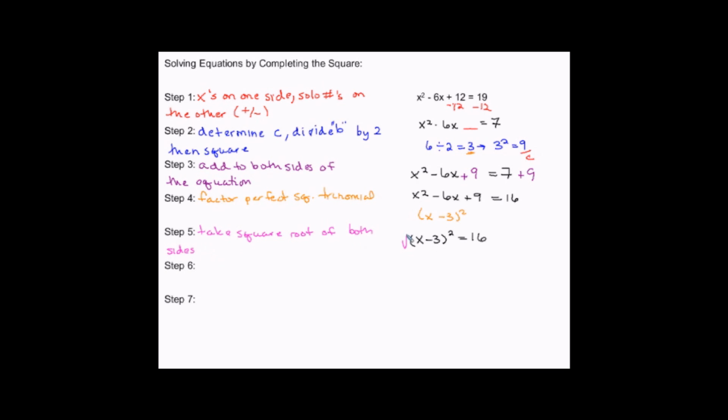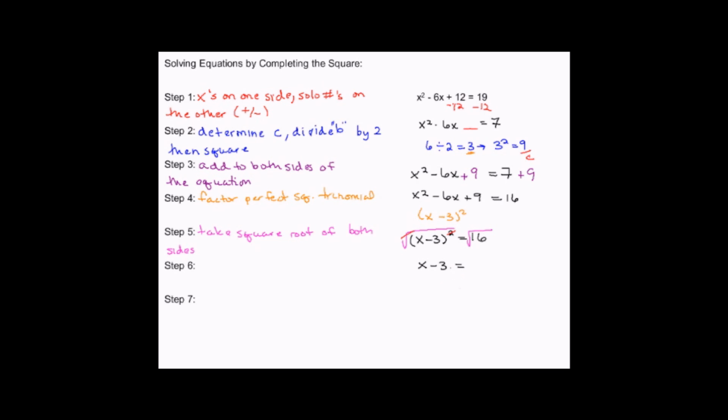The reason I take the square root of both sides is because square roots and squares cancel each other out. And I will be left with x minus 3 is equal to, actually I don't need parentheses on that anymore. I'm just going to clean that up a little bit. And I'm going to have x minus 3 is equal to.